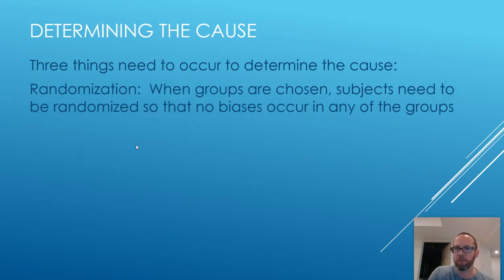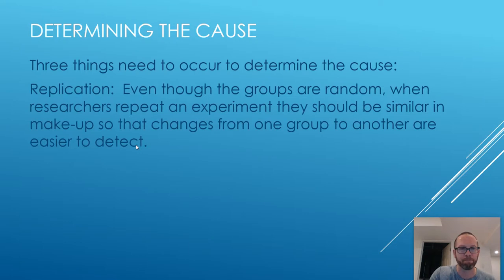It should have some elements of randomization too. When the groups are chosen, the subjects need to be randomized so that no biases occur in any of the groups. Going back to the exercise example, if the group you choose to administer the exercise to are all the people, say, over 50, and the people who don't exercise are all under 50, well, then you're not sure what is causing the effect, right? So you don't want any bias in any individual group. The groups should be chosen randomly.